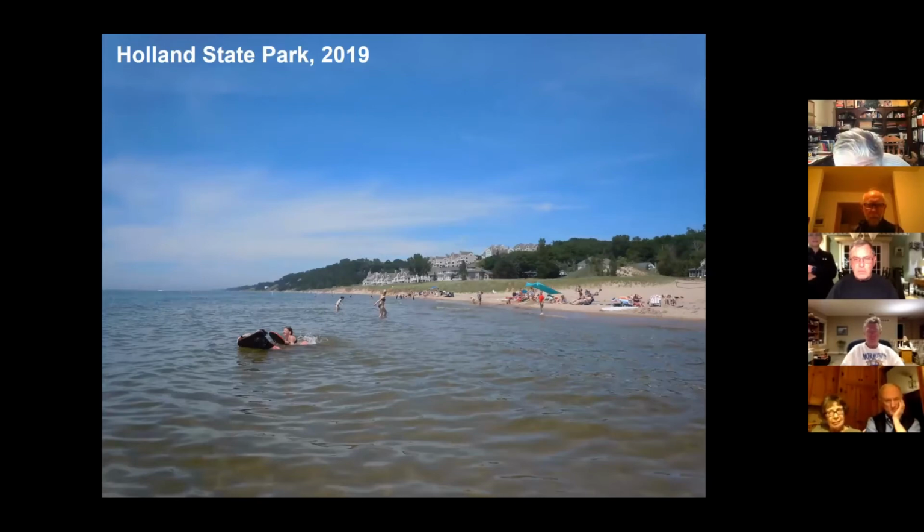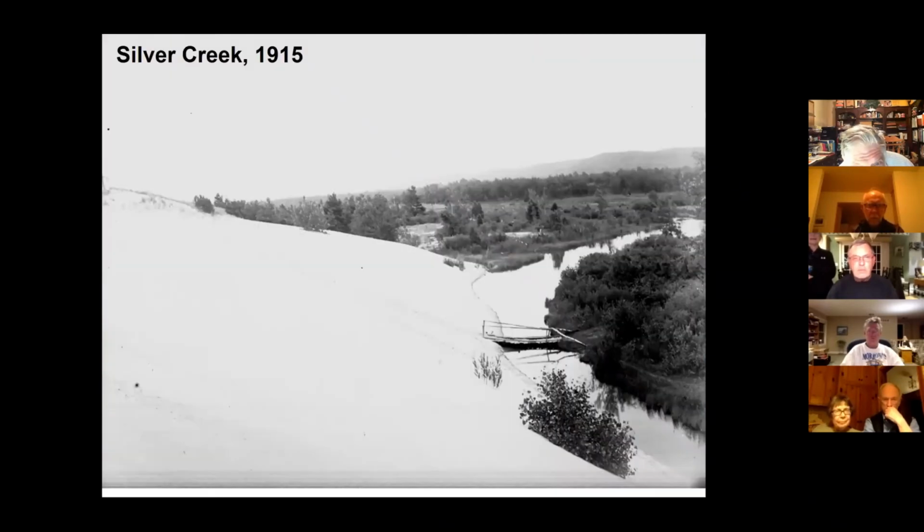Very different landscape. This gigantic development is now there, and Kevin's fired up about that. True, more trees. Silver Creek, it's about halfway up the peninsula. Here's Silver Creek in 1915. I love this shot. 1915 and today.